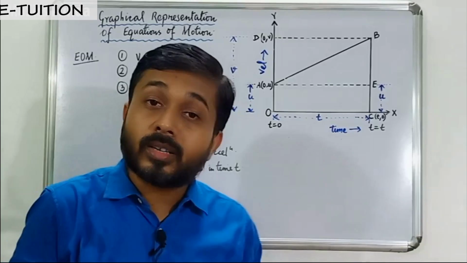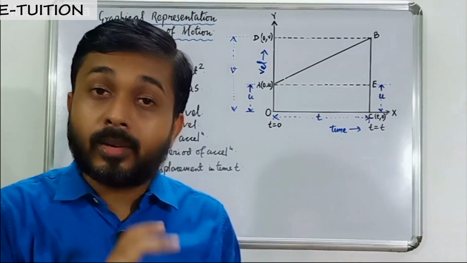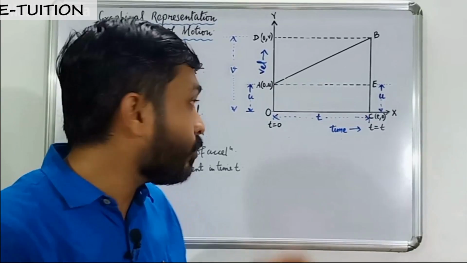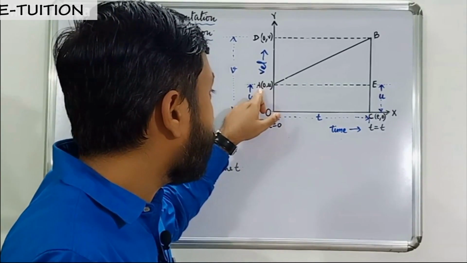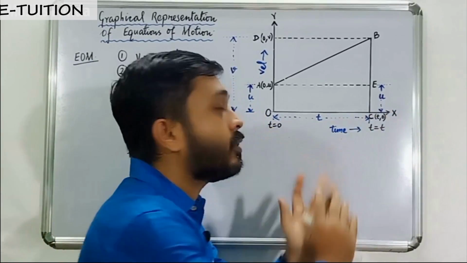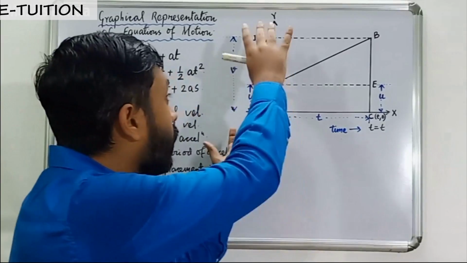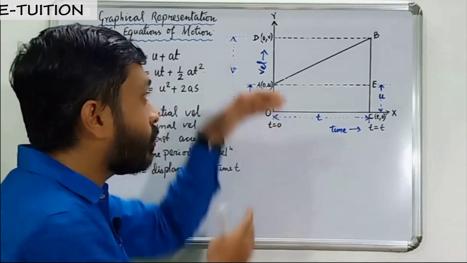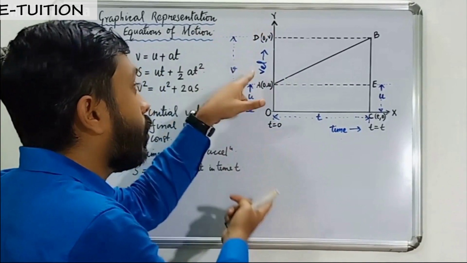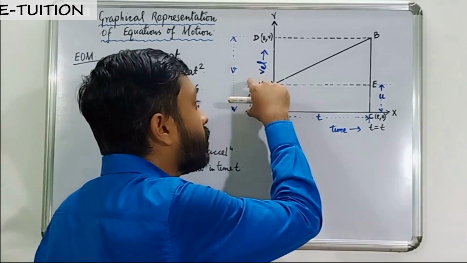So here the body has not started from the state of rest. Rather the body has started with a certain initial velocity, which corresponds to this point A, which is u. Here the x-axis is the time axis, along which we have plotted the time, and the y-axis is the velocity axis. Along this vertical axis we have plotted the velocity. So this much is the initial velocity.